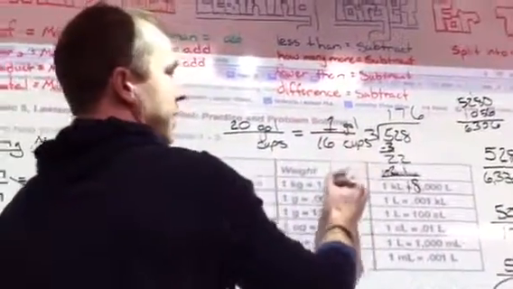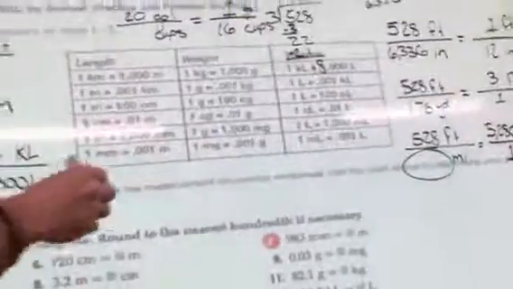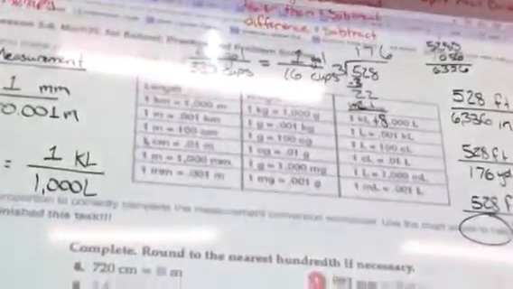16. That's what you're going to put over here. 16 times 20, that'd be 320. Do you see how you use a proportion to convert measurement units?